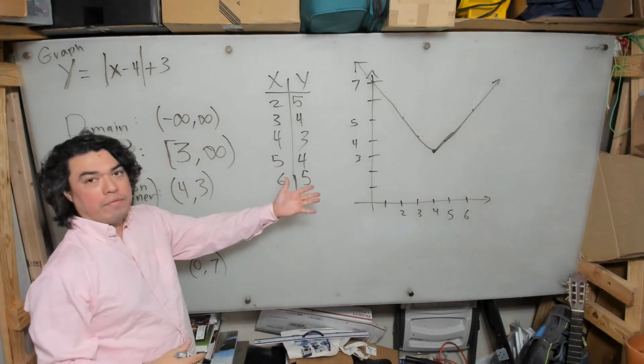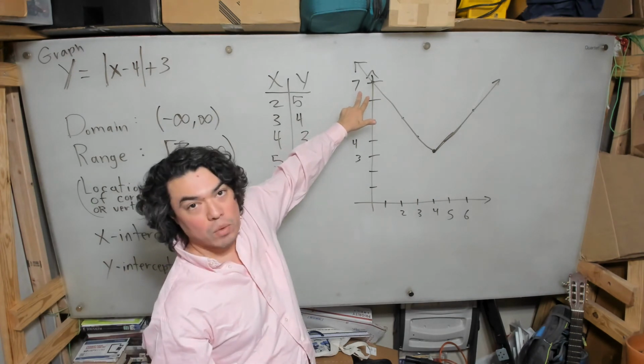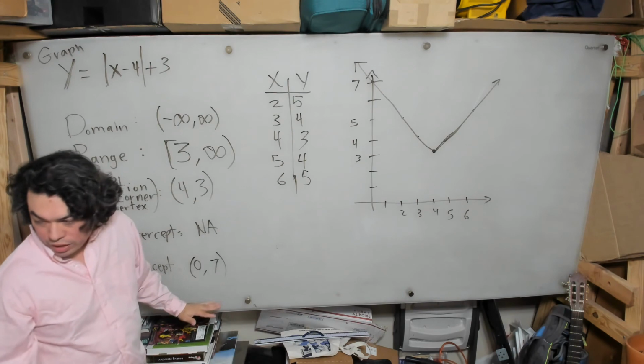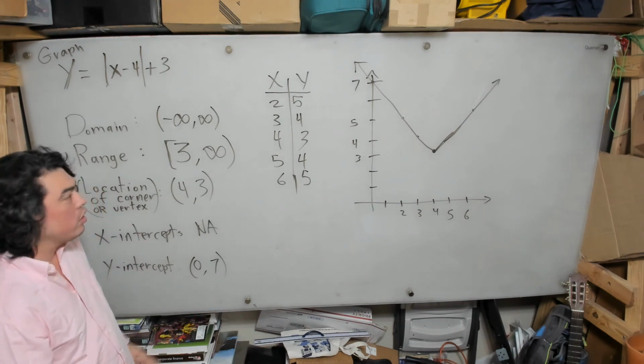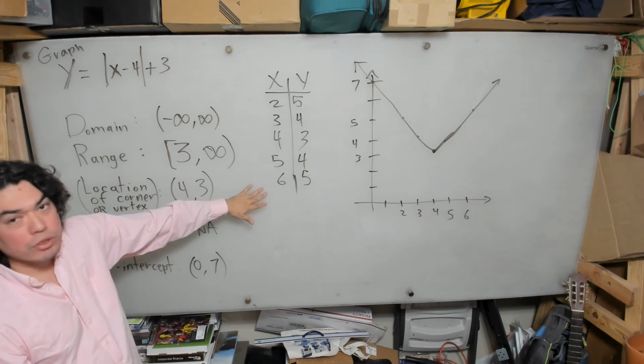Okay, that's the graph. We can see it crosses the y-axis at y equals 7, if you notice, which is exactly what we calculated over here. These are the points we used to graph it.